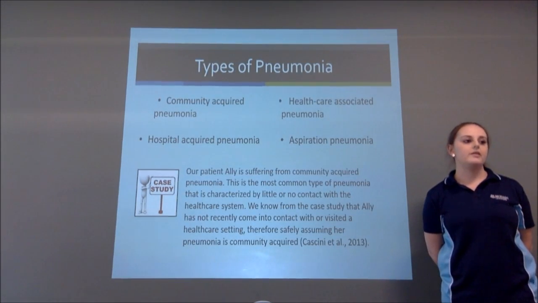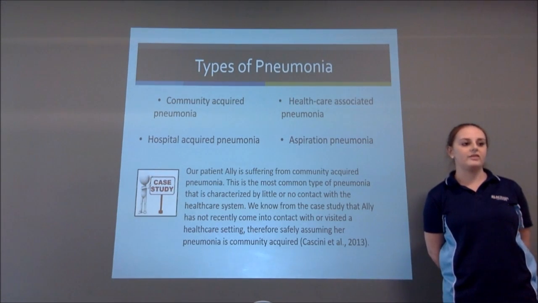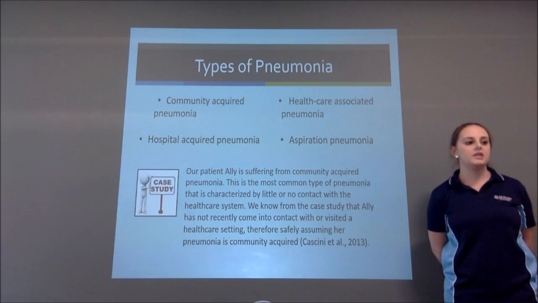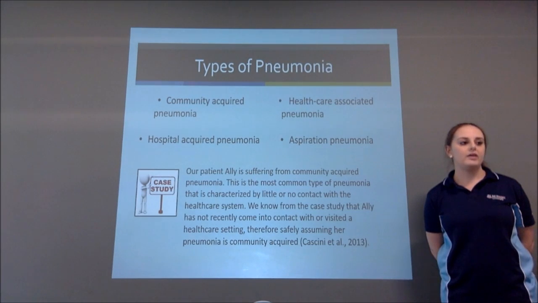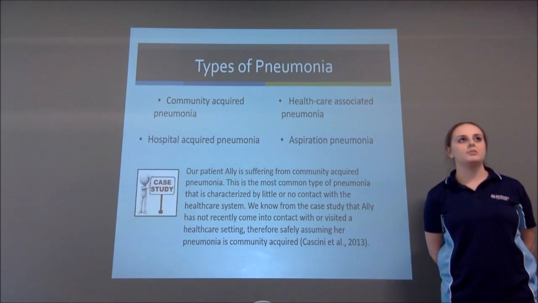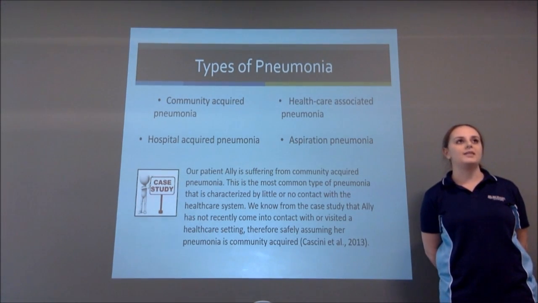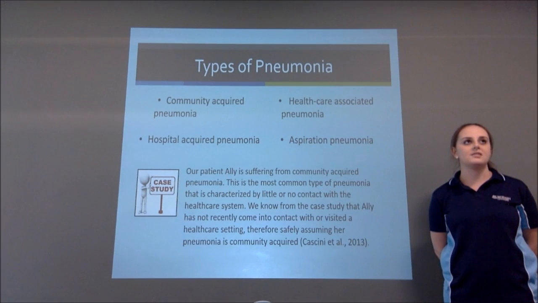Types of pneumonia. Similarly to causes of pneumonia, there are also 4 different types of pneumonia classified by origin. These include community-acquired, hospital-acquired, healthcare-associated, and aspiration pneumonia. Our patient Ali is suffering from community-acquired pneumonia. This is the most common type of pneumonia that is characterised by little or no contact with the healthcare system.